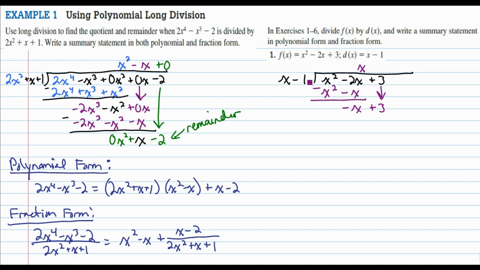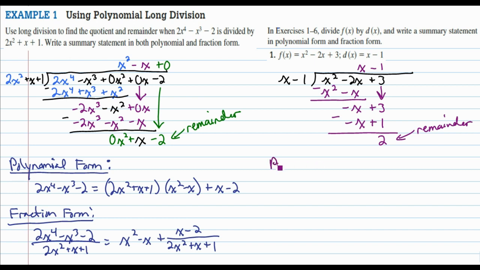So now, x minus 1, how am I going to get the first term, x, to be the first term, negative x? Negative 1. I have to multiply by negative 1. So x times negative 1 is negative x. Negative 1 times negative 1 is plus 1. So now I've got to subtract again. Negative x minus negative x is 0. Good. 3 minus 1 is 2. I will never get x. There are no more terms to drop down, and I will never get x to be 2. So my remainder is 2.